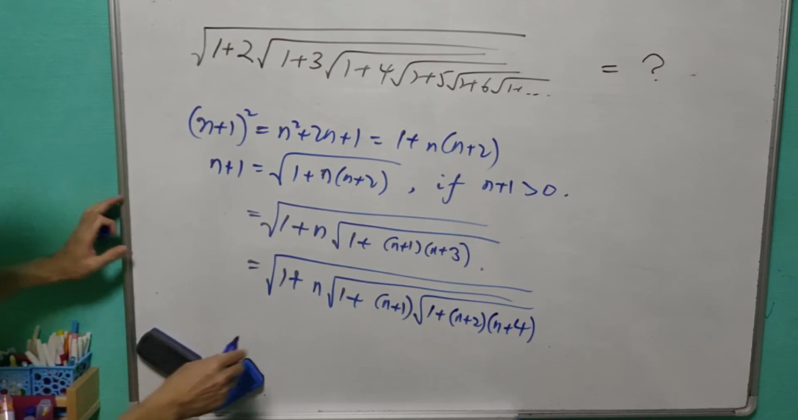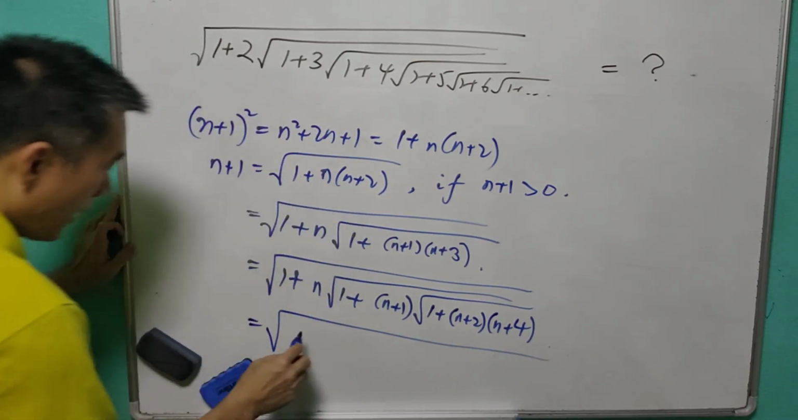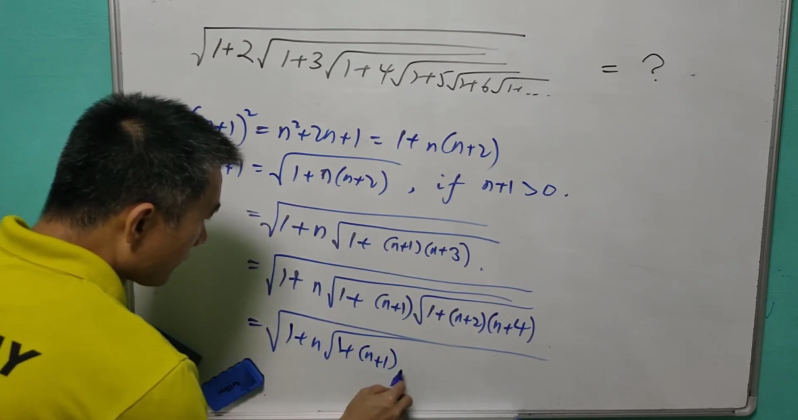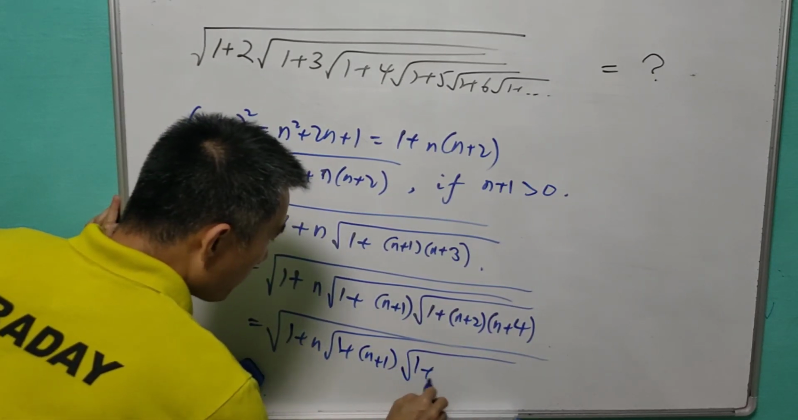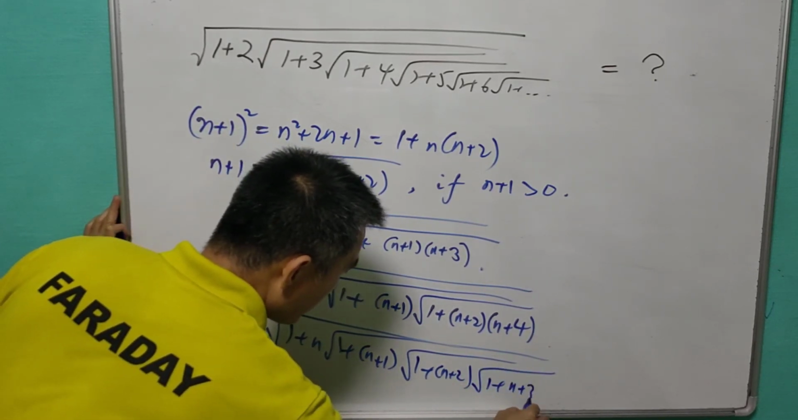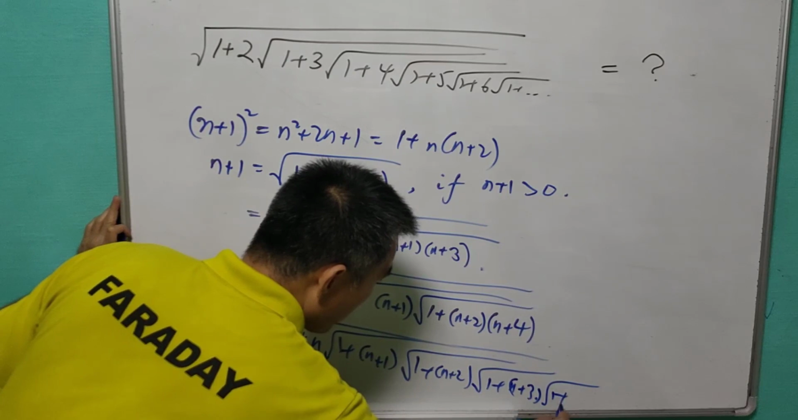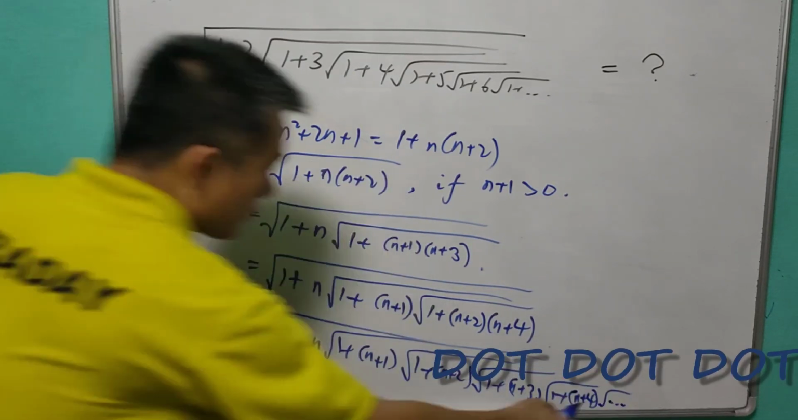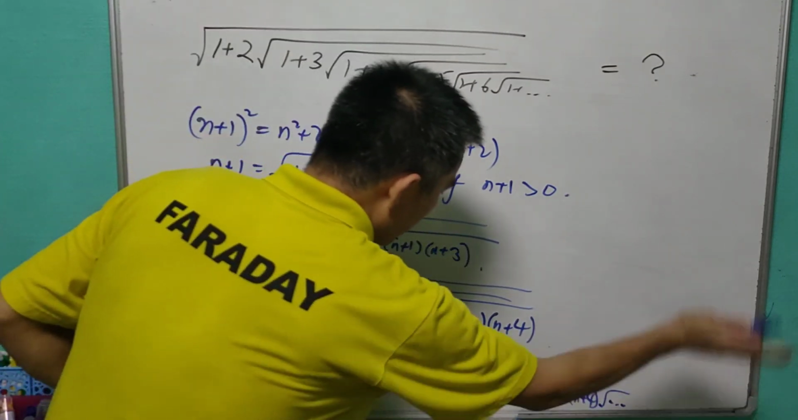Now you can see the pattern. It keeps continuing and it will be 1 plus n, square root of 1 plus n+1, square root of 1 plus n+2, square root of 1 plus n+3, the square root of 1 plus n+4, and square root of dot dot dot means that it will keep continuing.